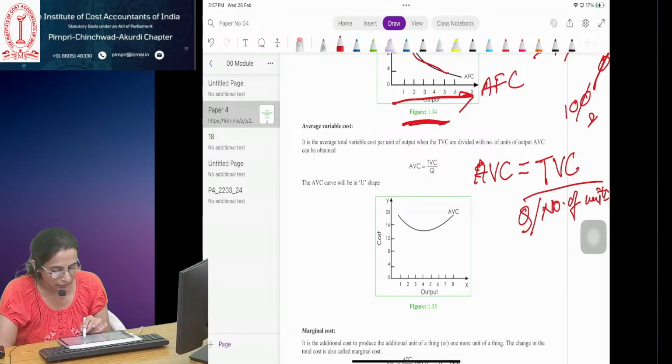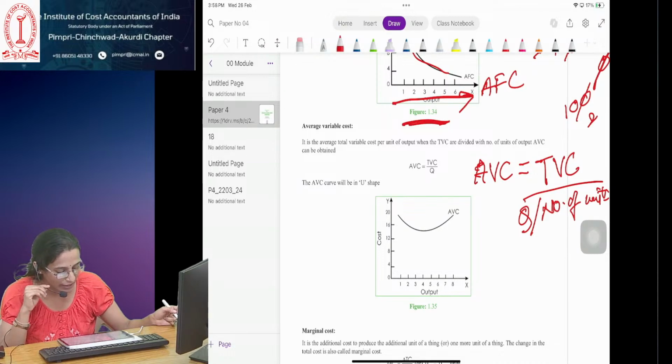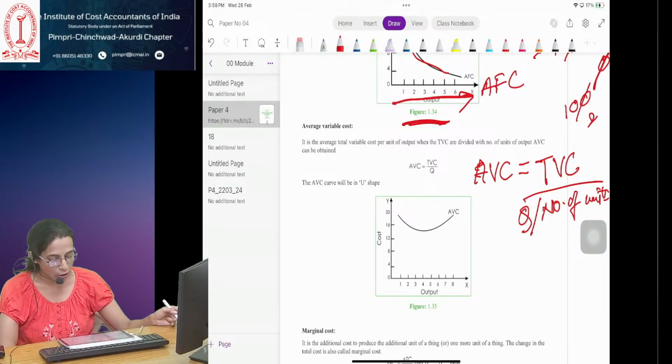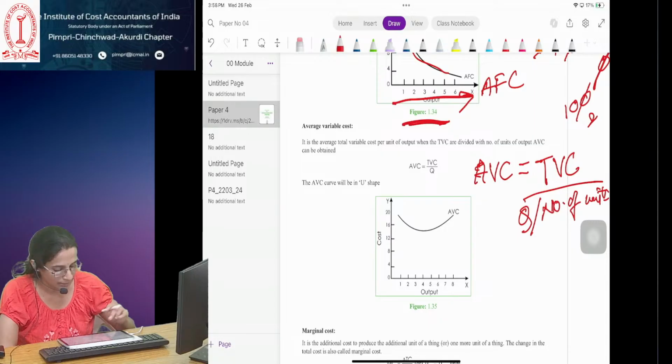So see, average variable cost. It is the average total variable cost per unit of output, when the total variable cost is divided by the number of units of output. Average variable cost can be obtained.